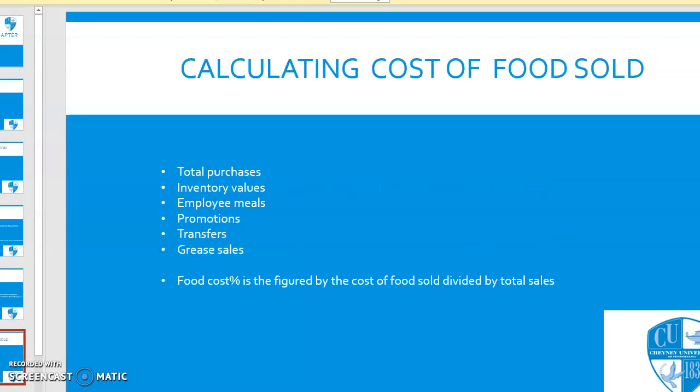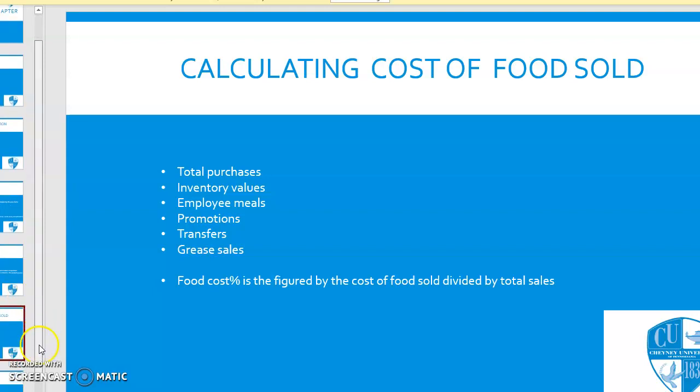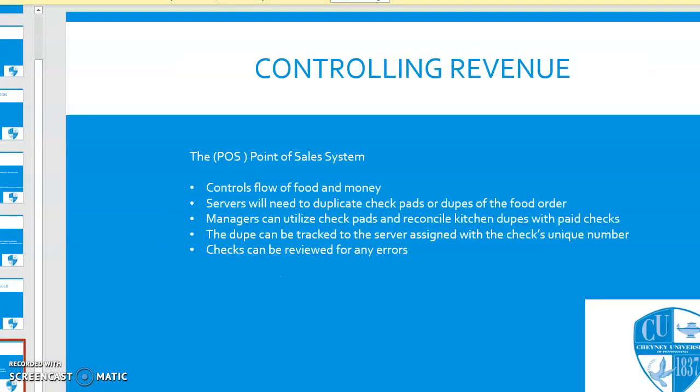And then we're looking at a breakdown of different methods when it comes to calculating the cost of food sold. So what are total purchases? Also, what is the inventory value? What's the importance and significance of employee meals? And what I mentioned before about promotions, which is part of your marketing strategy. And then you have transfers, and you also have grease sales.